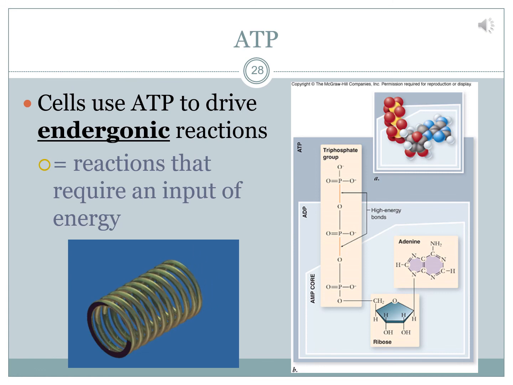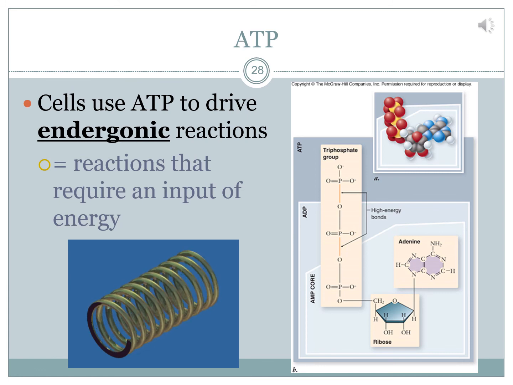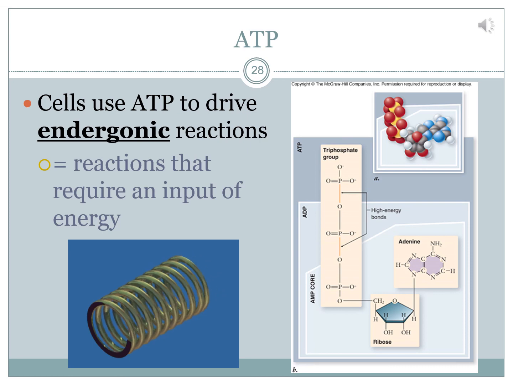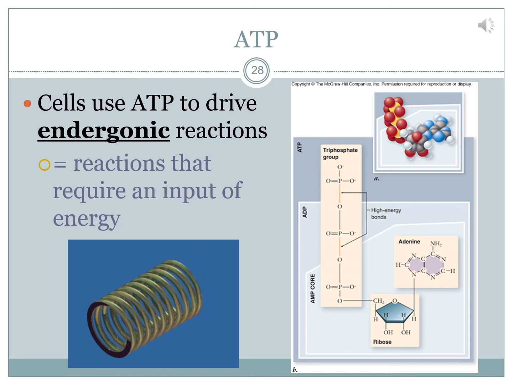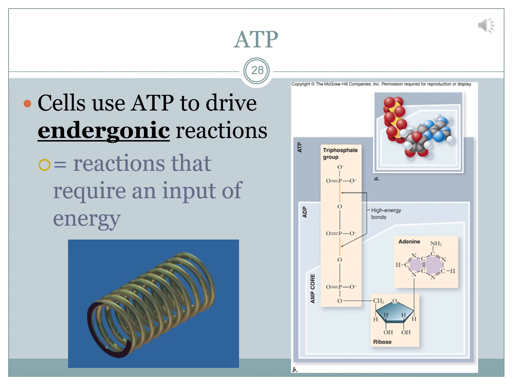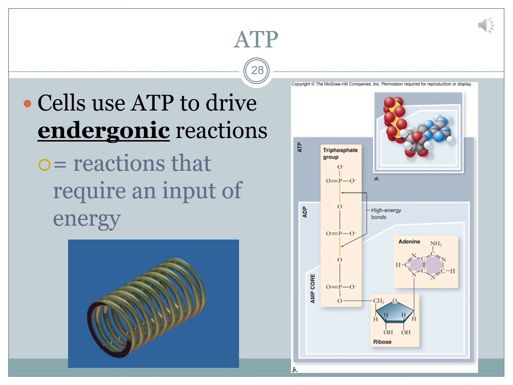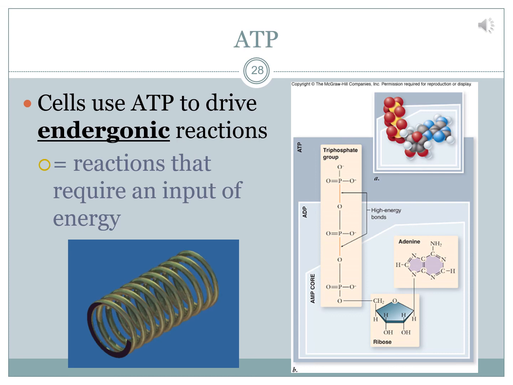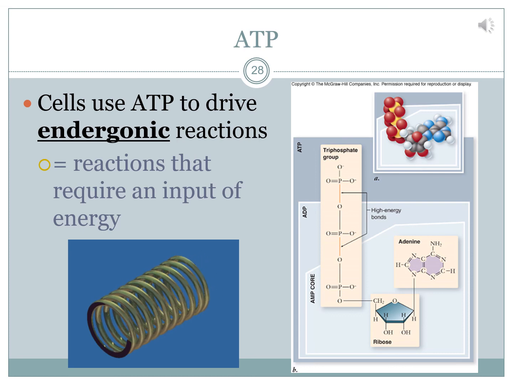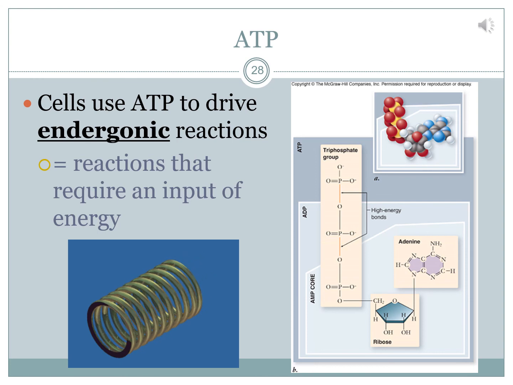In a previous lecture, I introduced ATP as the energy currency of the cell. Cells use ATP to power most of those activities that require work, and all of those activities require the expenditure of energy by ATP hydrolysis. Cells use ATP to drive endergonic reactions that would otherwise not occur spontaneously. Again, endergonic reactions are reactions that require an input of energy.